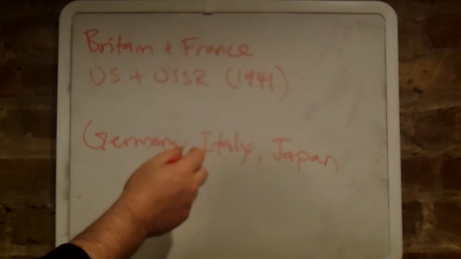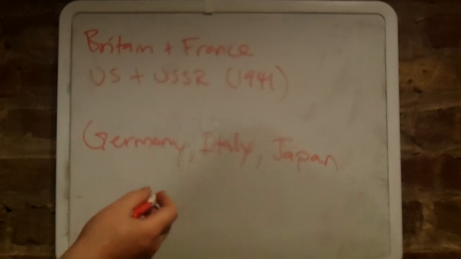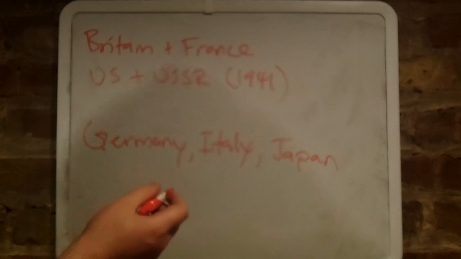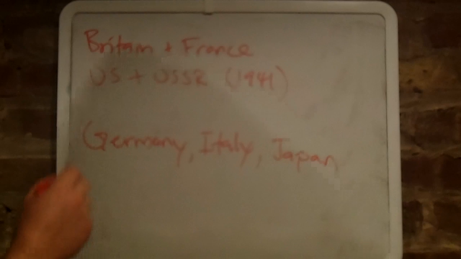Italy was knocked out of the war pretty much by 1943. Their army's morale was not good. They had poor leadership, and they just did not get very far.